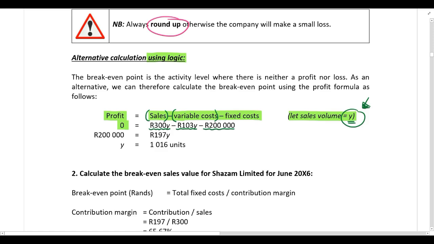So by applying logic, we know that the break-even point is the point where the company does not make a profit or loss, so my profit is zero. If we now solve for Y, we'll get the number of units that the company needs to sell in order to break even. So the break-even point formula is actually derived from this profit formula over here. So please make sure that you understand the logic behind the calculation.